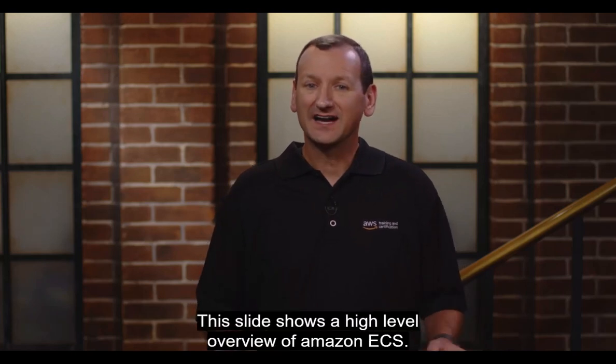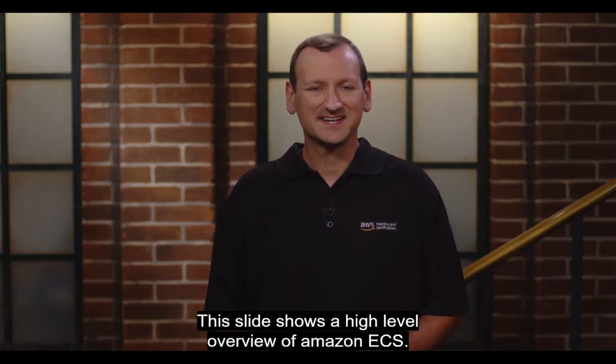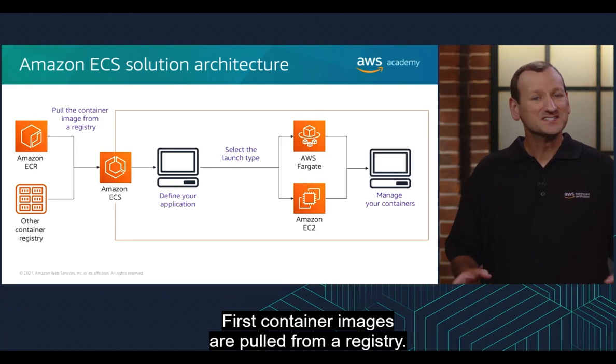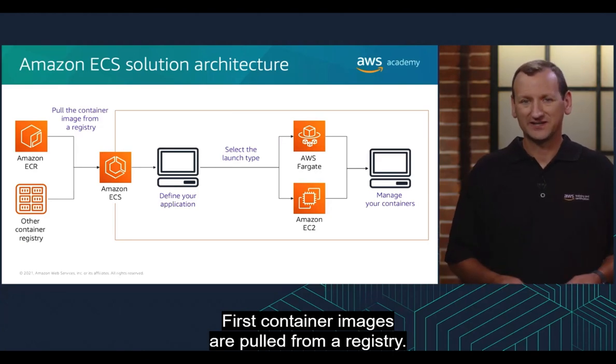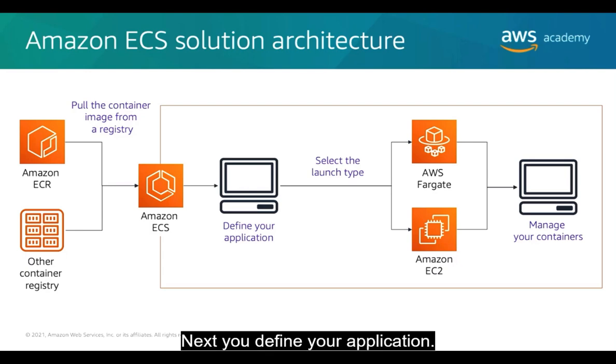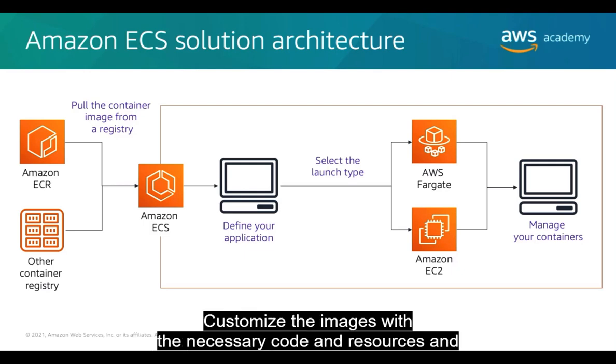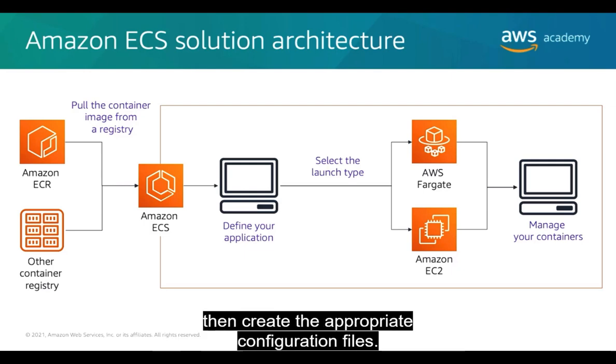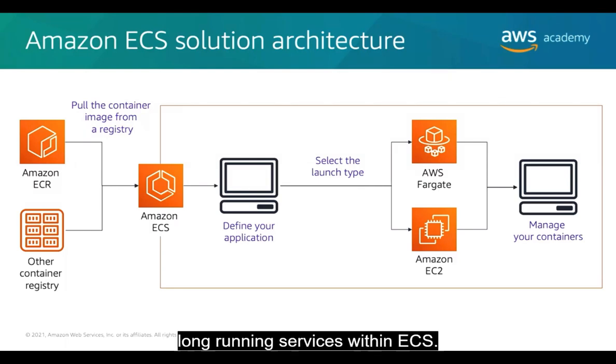This slide shows a high-level overview of Amazon ECS. First, container images are pulled from a registry. This could be Amazon ECR or a third-party or private registry. Next, you define your application. Customize the images with the necessary code and resources, and then create the appropriate configuration files. Then, define your containers as short-running tasks or long-running services within ECS.